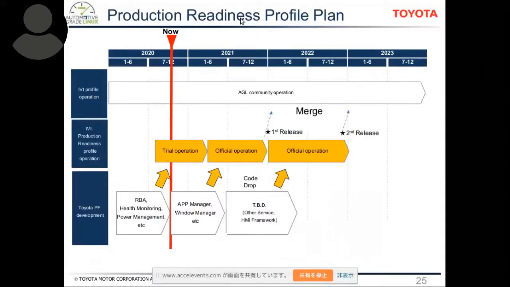And this slide shows our current plan of contribution to production readiness. We are in the trial operation phase now, and we have disclosed the modules mainly in the platform layers and RBA from Toyota. For the next year, we plan to disclose application manager, window managers, and so on. After that, we also plan to disclose other services and HTML framework related modules, but it's not determined yet. This is our current roadmap, but if someone could contribute more, more modules could be available or implemented earlier.